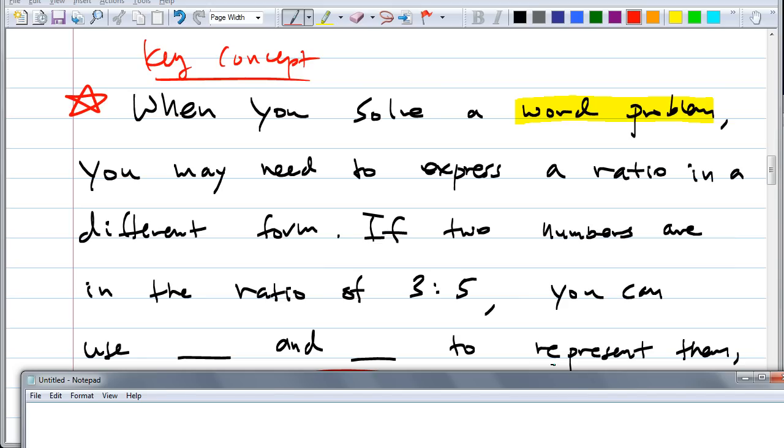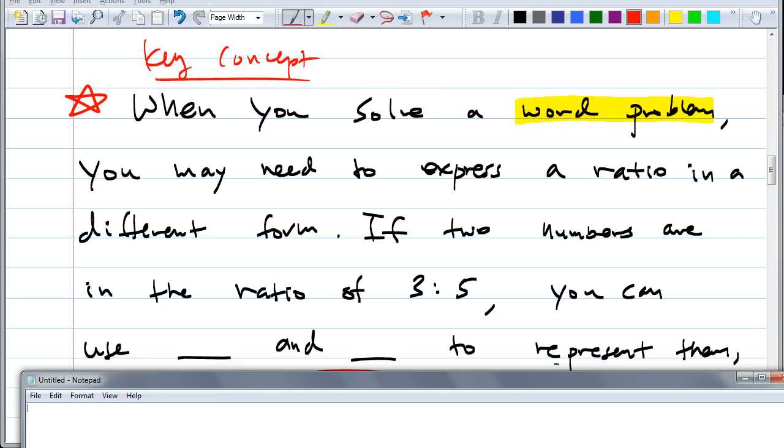So it says you may need to express a ratio in a different form. How would you use this ratio 3 to 5 in a different form? I want you all to think about this as a group. I'll wait and tell you the answer in a minute. Okay, go ahead. What do you guys think? All right. How about Livy? What did your group come up with? What do you guys think? You don't know? Okay. Did anybody come up with a nice answer for this? Yeah. What did your group come up with?